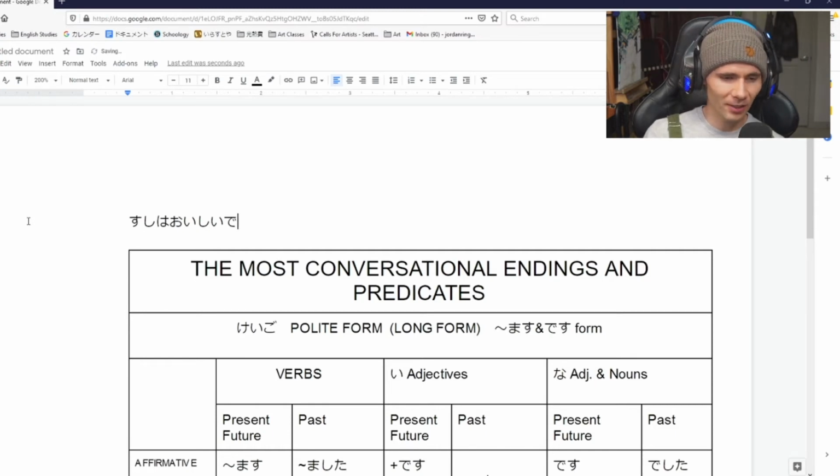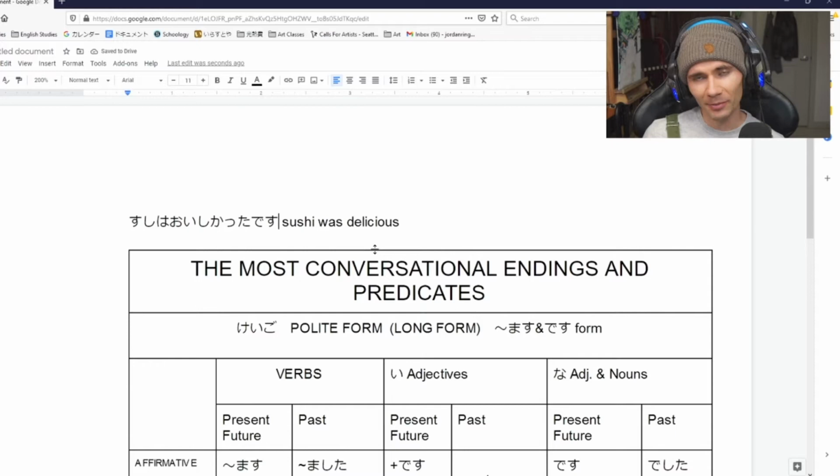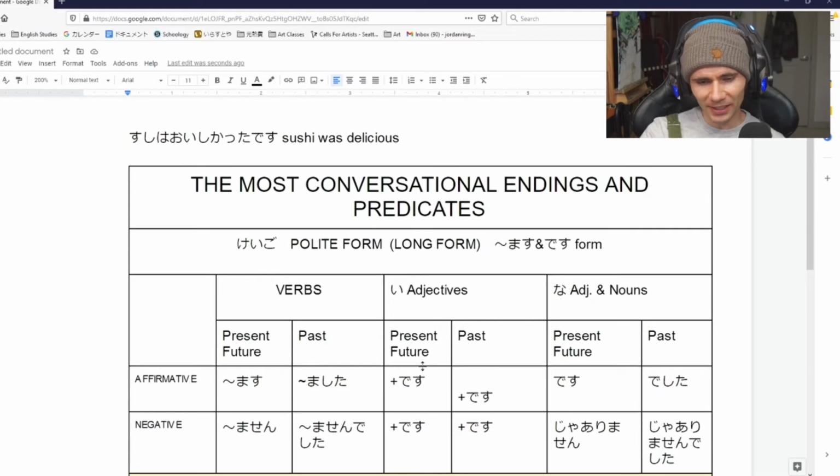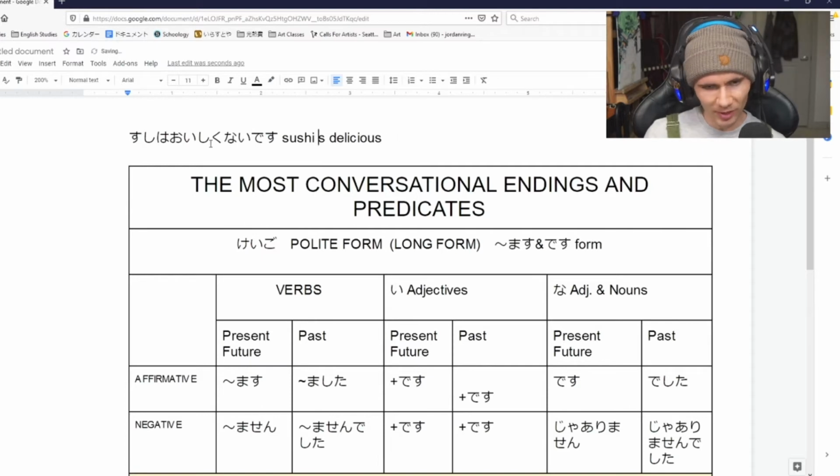Now let's do past tense. So we had sushi wa oishikatta. Sushi was delicious. Now let's say sushi wa oishikatta desu. Same thing, it's just now a little bit more polite. And now it's really these negative ones down here where we say is not delicious and was not delicious, where we see more variety. So isn't delicious was sushi wa oishikunai desu.